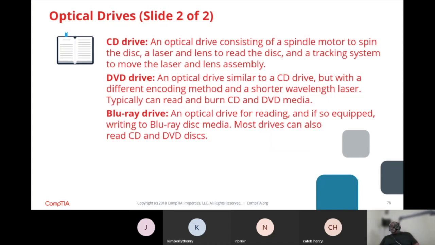Any questions about CDs and DVD drives? Nope.